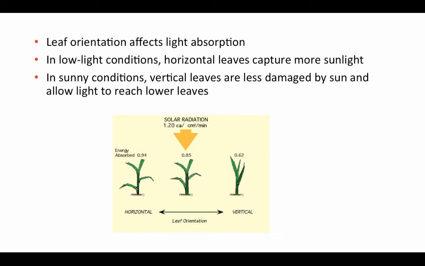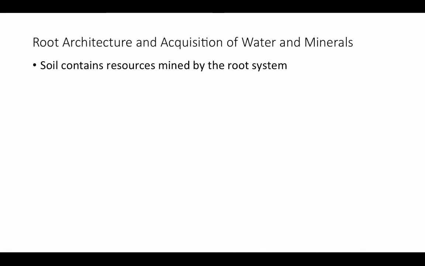They're going to allow more light to come through and keep those lower leaves from being shaded. So here we have horizontally oriented leaves in this plant that are going to absorb most of the sunlight coming in, and then these ones that are more vertical are going to absorb less of the total sunlight. So now let's turn and think about the acquisition of materials from the soil.